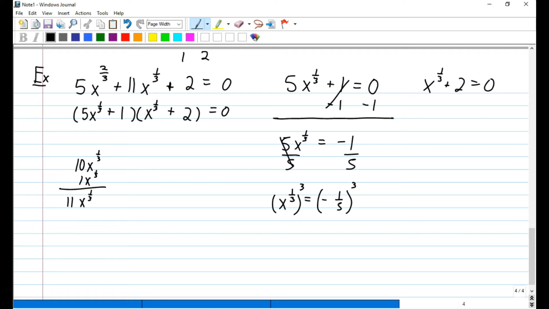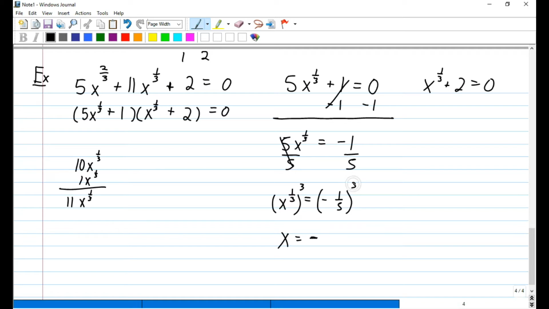Now, was the numerator there even or odd? It was odd, so that means that we don't put a plus or minus, right? Alright, so the left side of this equation becomes x to the 3/3, or x to the first. And then what do I get when I say a negative times a negative times a negative? You get a negative, right?